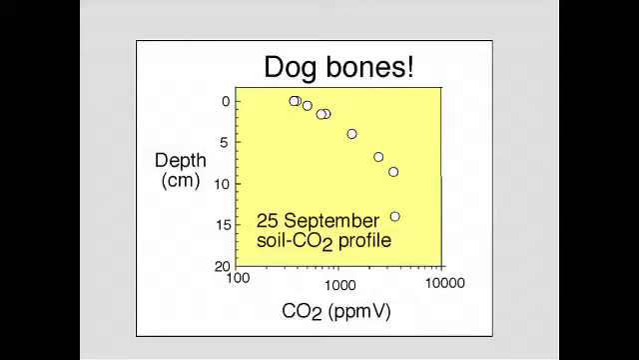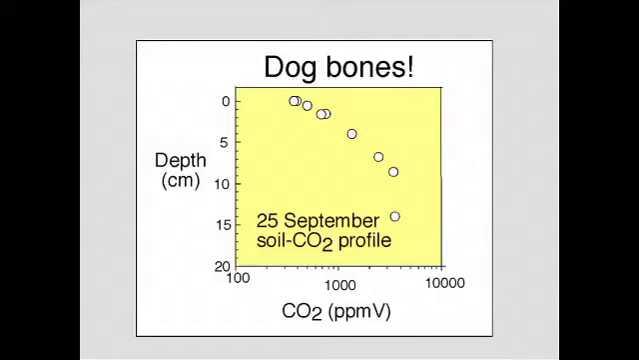The dog bones are just copper tubes that had a hole in the bottom that we could pound into the ground and figure out a way not to get them plugged with soil, which is the hard part, and then collect CO2 at depth. Or actually, we collected it with a syringe. We would just put a needle into the soil and collect CO2 in gas-tight syringes.